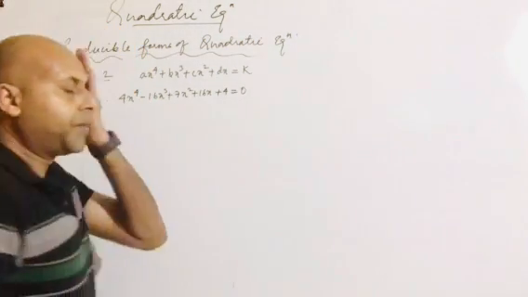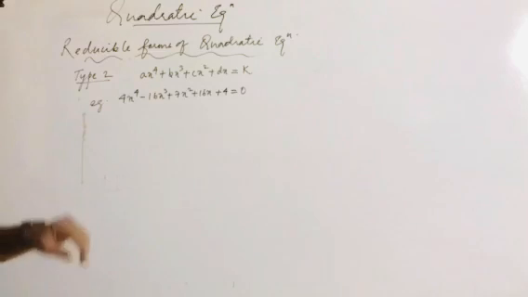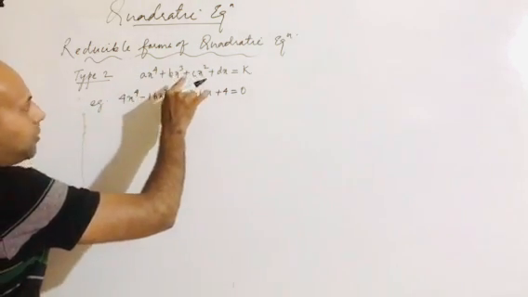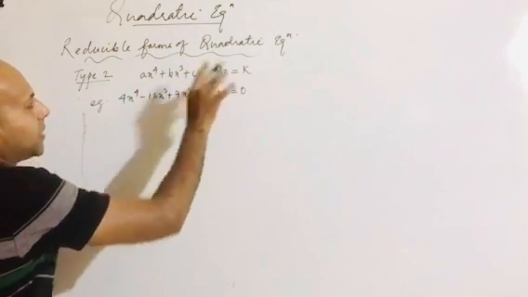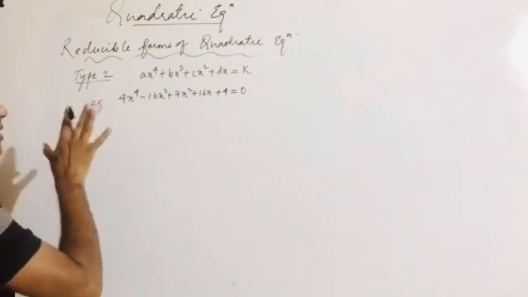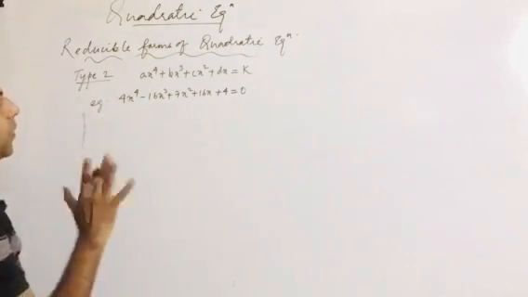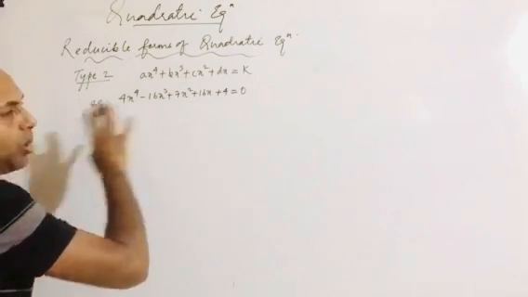Welcome back, students. In this module, we are going to deal with the reducible form of the quadratic equation type 2, and in this type 2, the equation will be in this form: ax to the power 4 plus bx to the power cube plus cx square plus dx is equal to k. If the equation is given in this format, what is the method for that? The method for that is dividing throughout by x square.